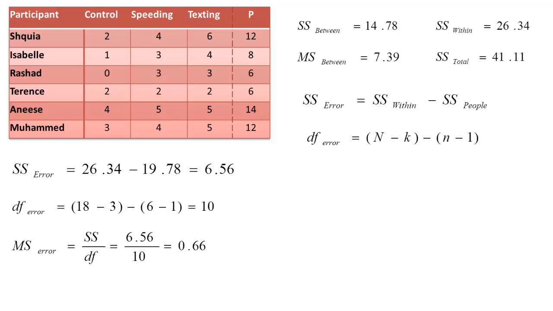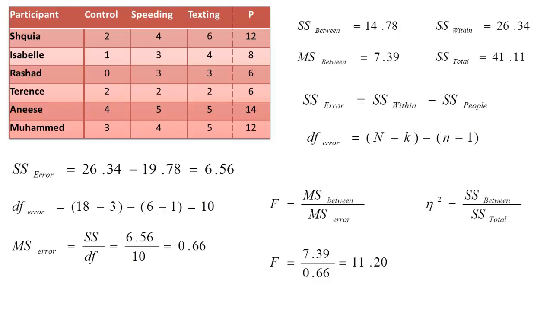And if we know our mean square error, we can calculate our F value, because F is mean square between over mean square error. And for this data set, that equals 11.20. And we can also calculate our eta squared. And for this data set, our eta squared equals 0.36.